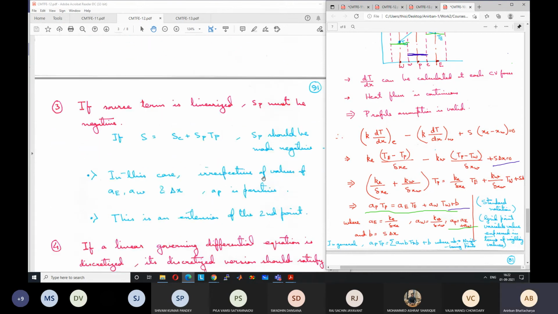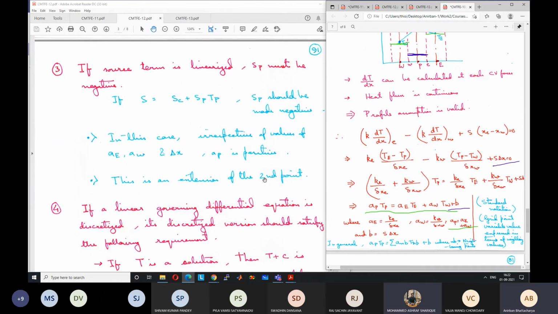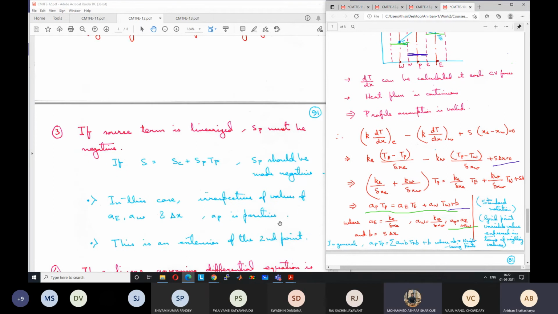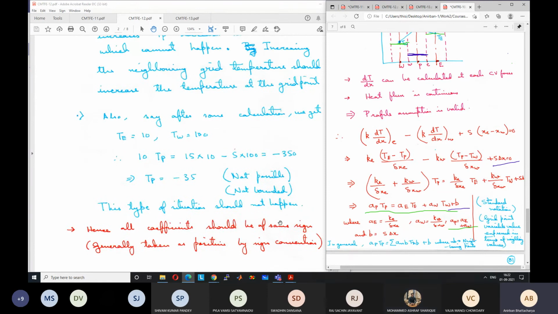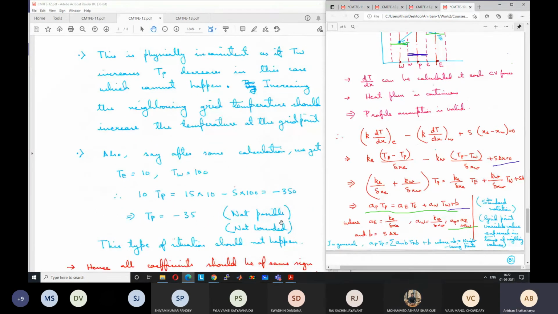Any questions here? No questions. Yes, you have a question? Sir, this is valid only for conduction, right? Only for conduction. Conduction means diffusion. Yeah, any type of diffusion, chemical diffusion, momentum diffusion.